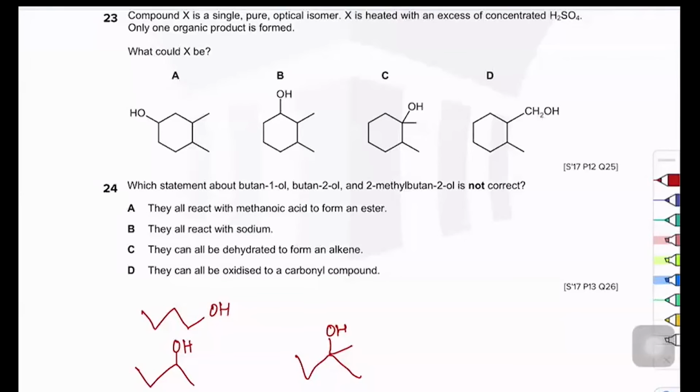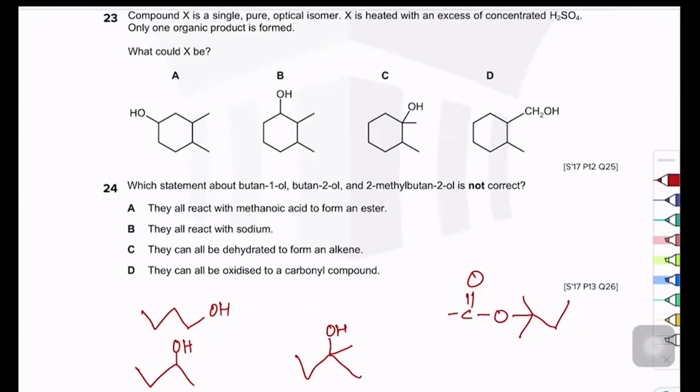Let's see. Methanoic acid, so technically this is being formed. So what's the problem? Let's see. I'll look it up.